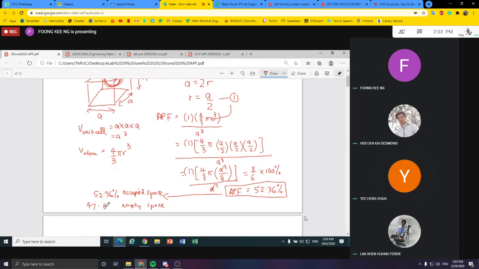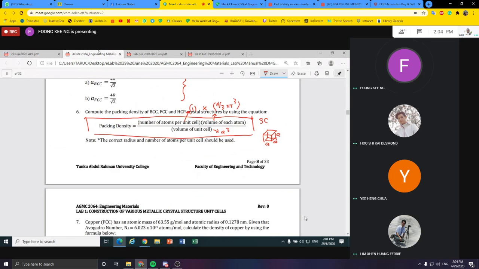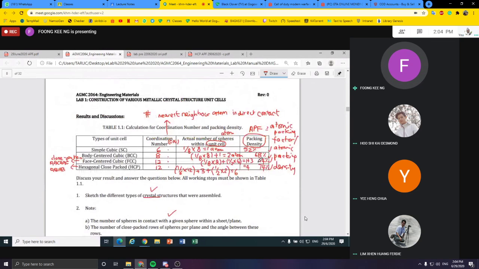47.64. 46. What does this value mean? Empty space. Is it very dense? You tell me. Is it dense or light? Yeah. Is this high or low occupancy? It's quite low. Only half. The high one is the one where you see the close-packed planes, the HCP and the FCC. This is 74%.